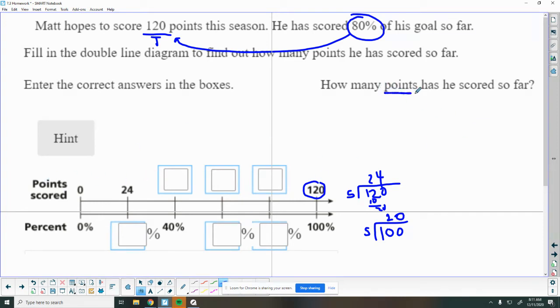Then it wants to know how many points he has scored. Well, he's done 80%. So you're going to find 80% on your number line and then match up the points above the 80%.